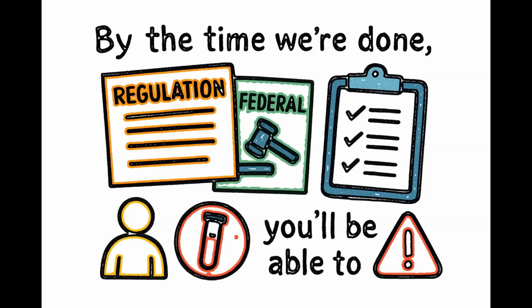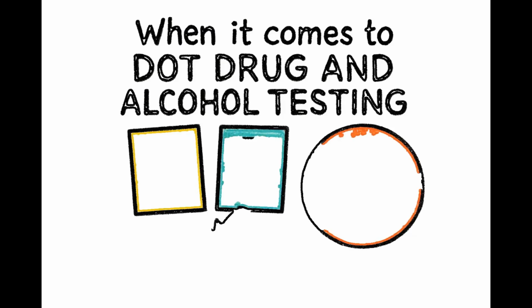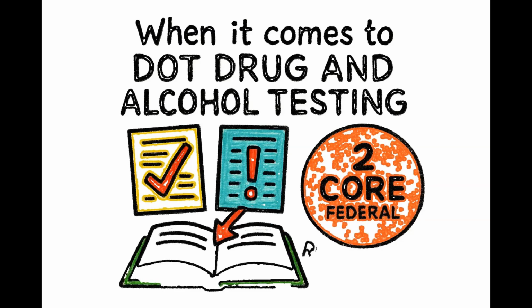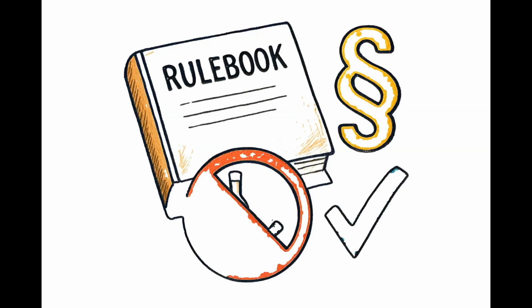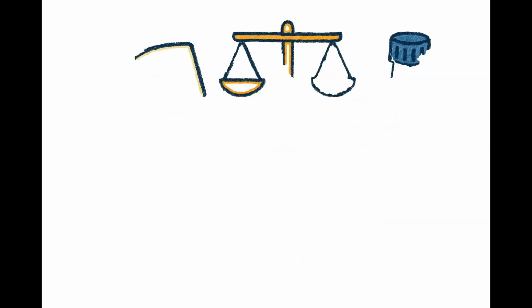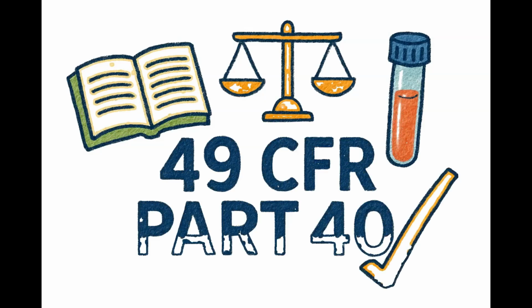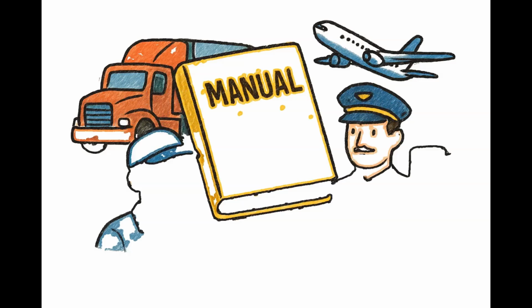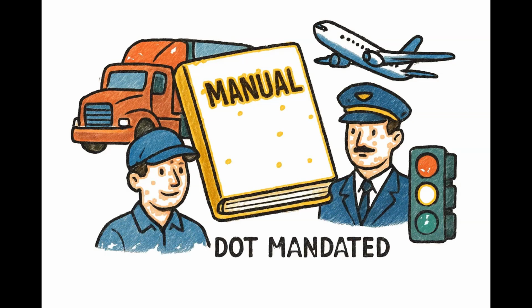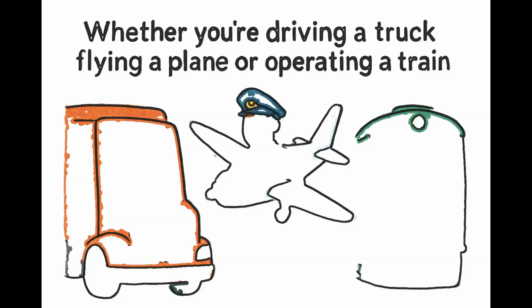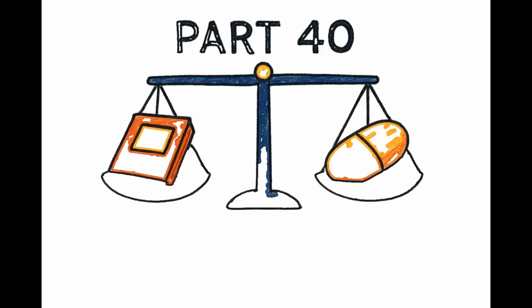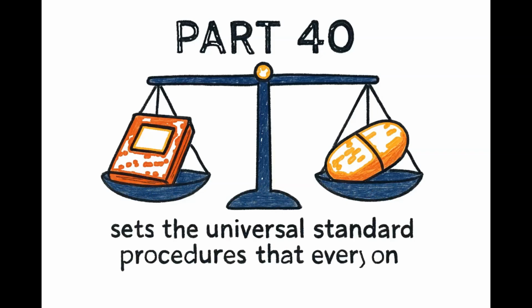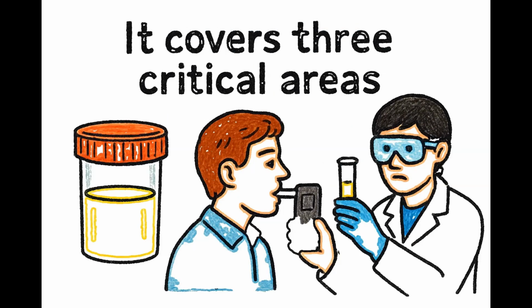When it comes to DOT drug and alcohol testing, everything starts with two core federal regulations. Think of them as the official rule book for staying drug and alcohol free in the transportation industry. The first one is 49 CFR Part 40. You can think of this as the how-to manual for all DOT-mandated drug and alcohol testing, no matter what type of transportation work you do. Whether you're driving a truck, flying a plane, or operating a train, Part 40 sets the universal standard procedures that everyone, everywhere, must follow. It covers three critical areas.